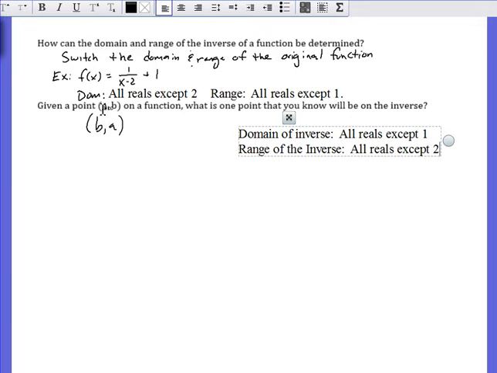So here we have the last one. Given a point A, B on a function, what's one point that you know will be on the inverse? Again, we're switching the A and the B to B, A.